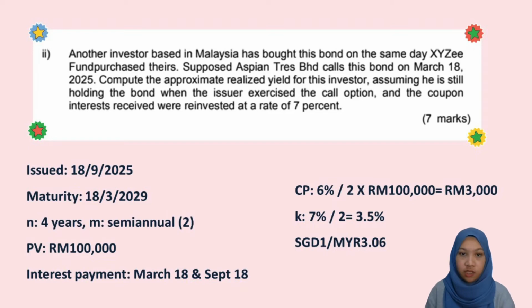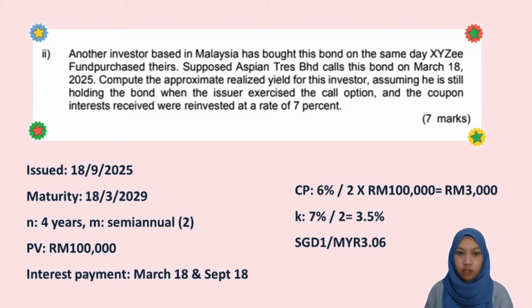As always, the first thing you need to do is to take out all the useful information from the question. Issue date is on 18 March 2019, maturity date is on 18 March 2029, purchase date is on 18 March 2025, interest payment date is on 18 March and 18 September. Par value is at 100,000 ringgit, coupon payment is 6% divided by 2 multiplied by 100,000 ringgit equal to 3,000 ringgit. As the question mentioned that the coupon interest received were reinvested at a rate of 7%, thus the K is 7% divided by 2 equal to 3.5%.